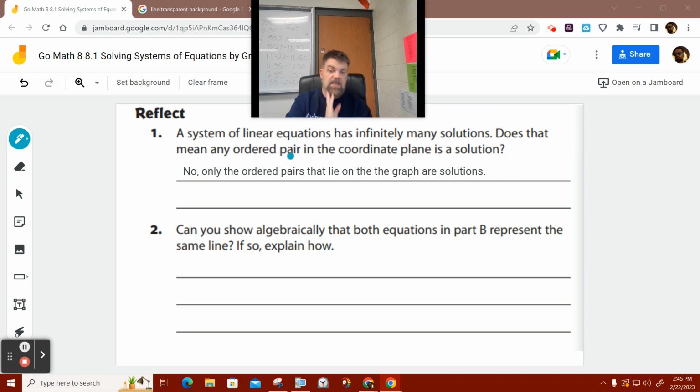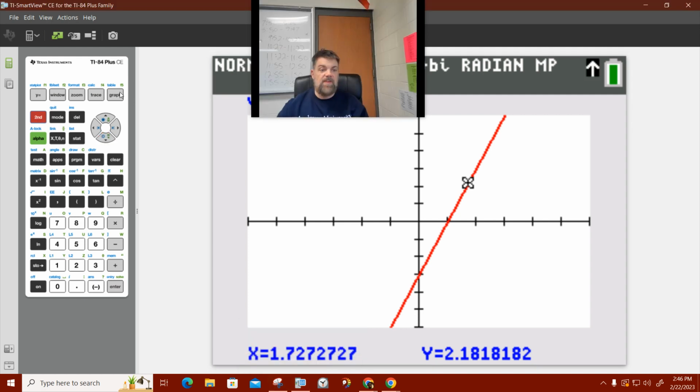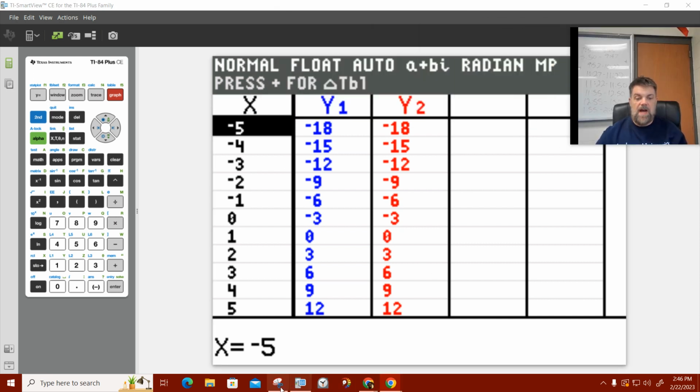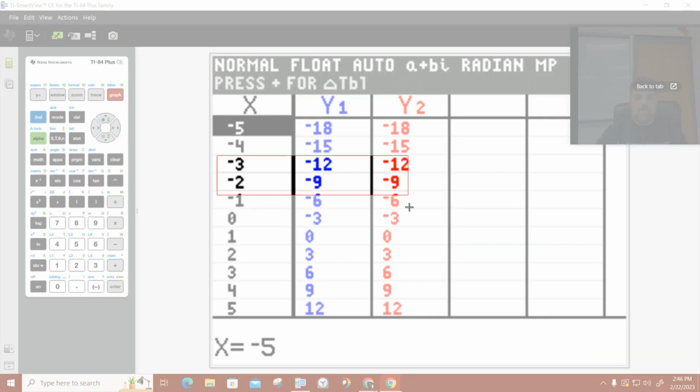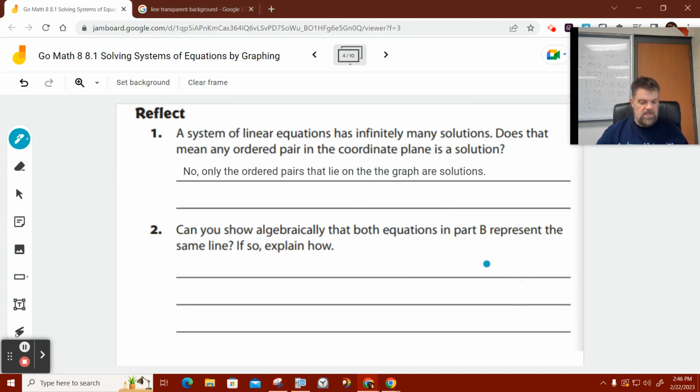And it says, can you show algebraically that both equations in part B represent the same line? You could pick any point and plug it in. We're going to cheat a little bit on this one. Take your calculator. We'd take an x value, plug it into one equation and get a y value, then plug it into the other equation and get a y value. There are two things you could do. One is you could look at the table of values. What do you notice about that table of values? They all have the same y values, right? So you don't have to write them all down, just write a couple. And we know that that's true, so let's put that over here to the side.